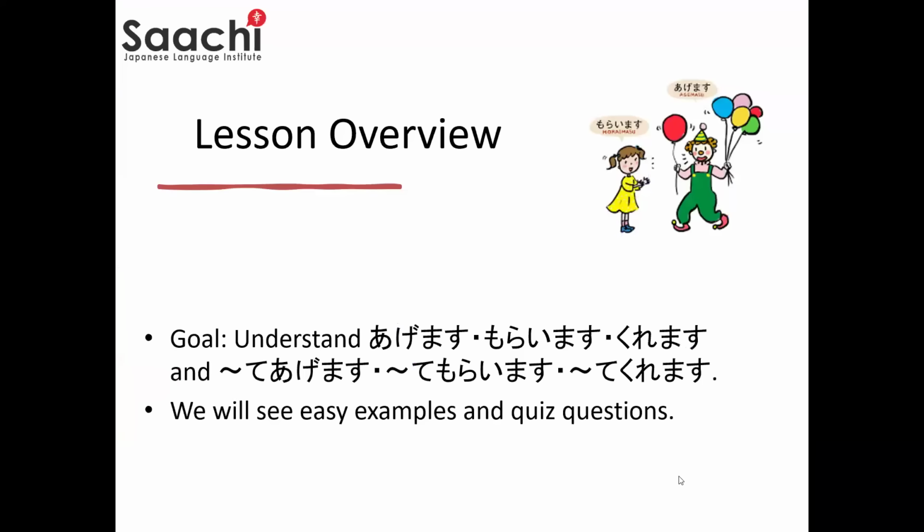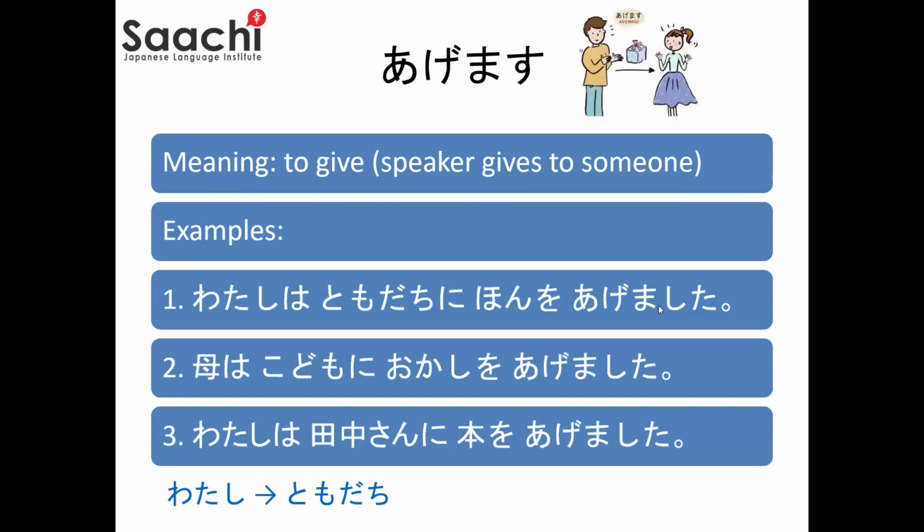So the lesson overview: the goal is to understand how to use, and where to use, agemasu, moraimasu, kuremasu, what the particles used are, and also the usage of the verb te form of any verb plus agemasu, moraimasu, and kuremasu. You'll also see some easy examples and some quiz questions. Hai hajimemasho. Let's start with agemasu.